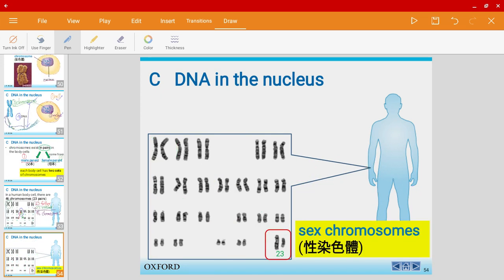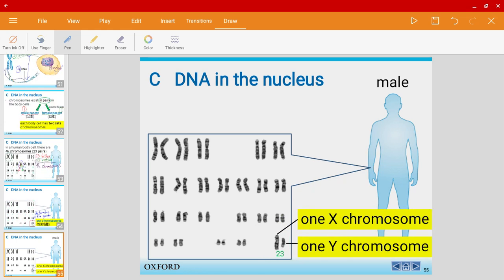However, I want you to focus on one particular pair. This one over here, number 23. These are called the sex chromosomes. These chromosomes determine the gender of a person, whether a person is a female or a male.